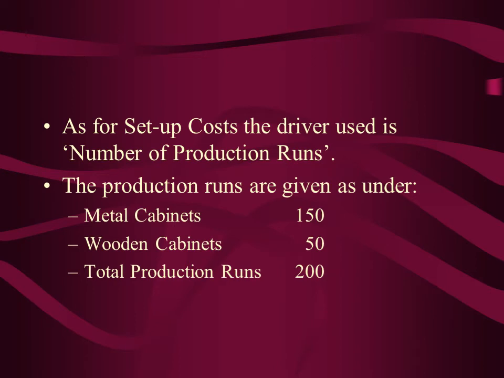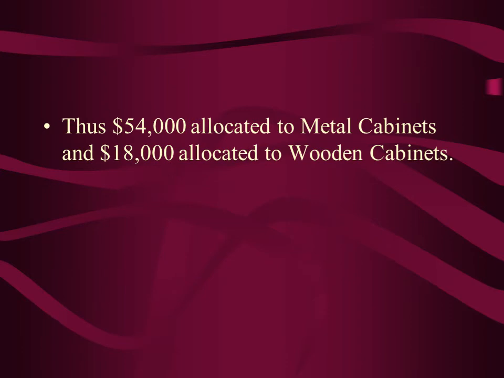And now let's consider the setup cost, and the cost driver in this case is number of production runs. So the estimated production runs for the year are 150 for metal cabinets and 50 for wooden cabinets. So on the basis of the cost driver, we are allocating $54,000 to metal cabinets and $18,000 to wooden cabinets. Remember, we have used the production run as the cost driver to allocate the cost to these two products.